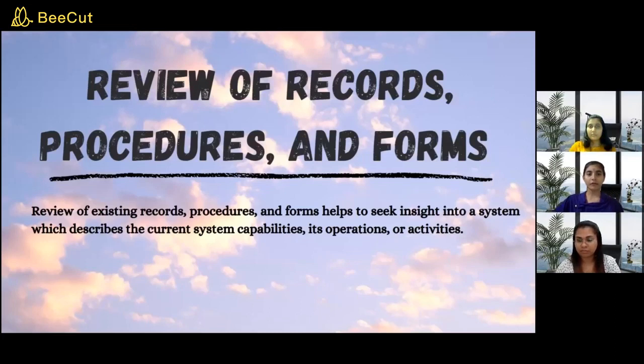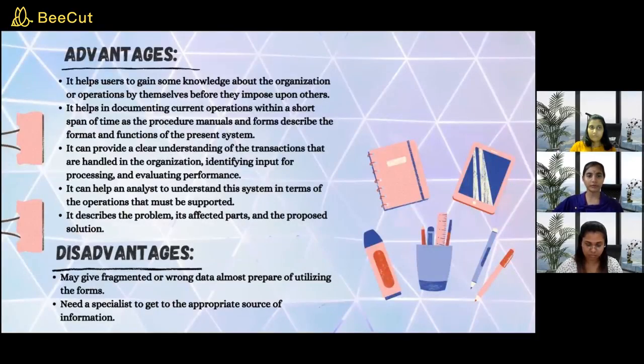Next, review of records, procedures, and forms. Review of existing records, procedures, and forms helps to seek insight into a system, which describes the current system capabilities, its operations, or activities. Advantages. It helps users to gain some knowledge about the organization or operations by themselves before they impose upon others. It helps in documenting current operations within a short span of time, as the procedure manuals and forms describe the format and functions of the system.